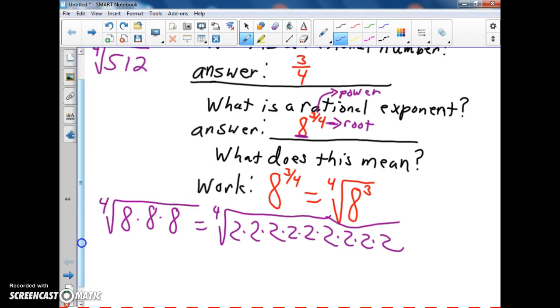Okay, all right, so what's the answer? Can the quads come out to play? Yes, they can. You're going to circle your groups of 4, right? 1, 2, 3, 4. 1, 2, 3, 4. Okay, there you go.